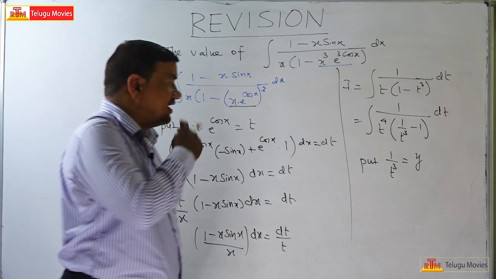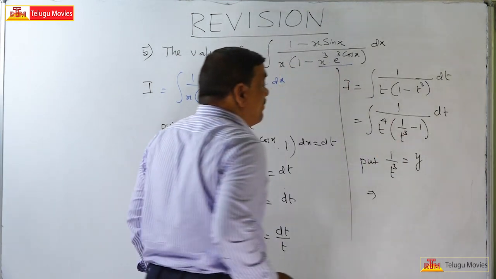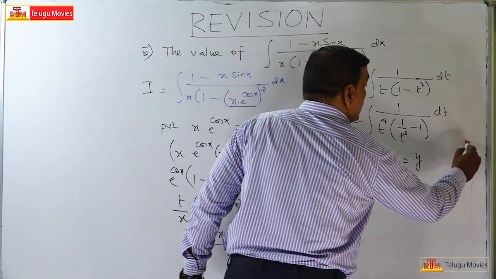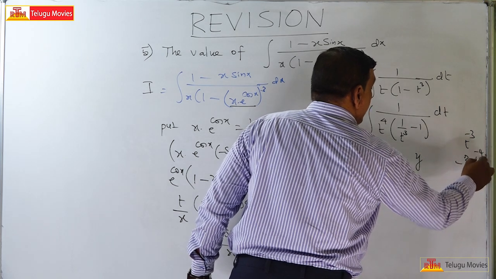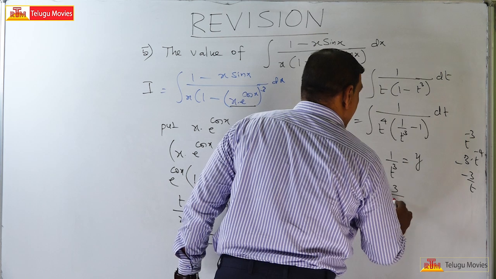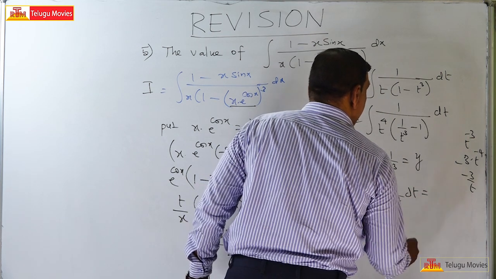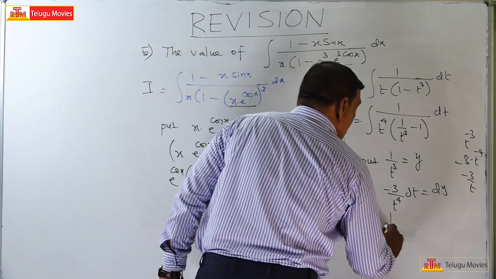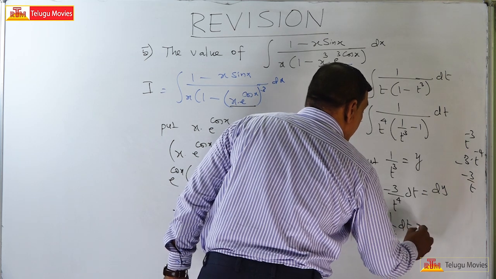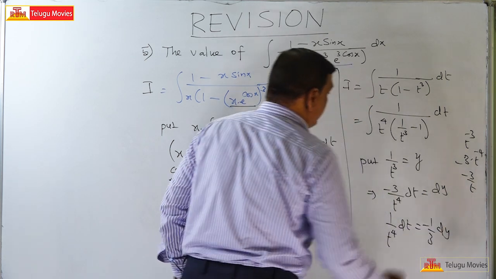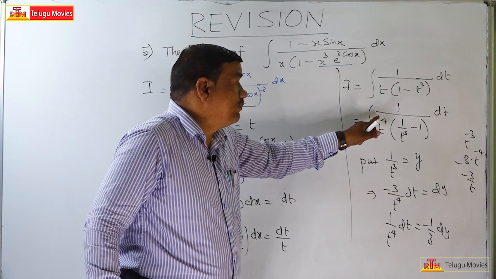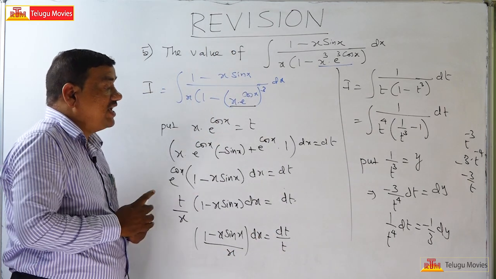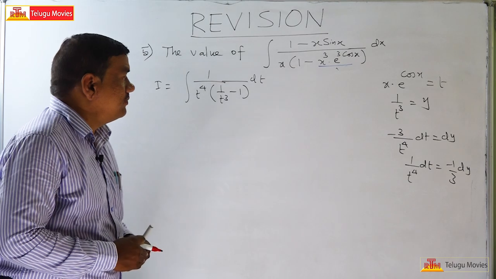1 by t cube is equal to y. So this is equal to t power minus 3. If you take a derivative, minus 3 into t power minus 4, that is minus 3 by t power 4 dt is equal to dy. That means 1 by t power 4 dt is equal to minus 1 by 3 dy. Okay now? We will substitute there and continue the calculation.